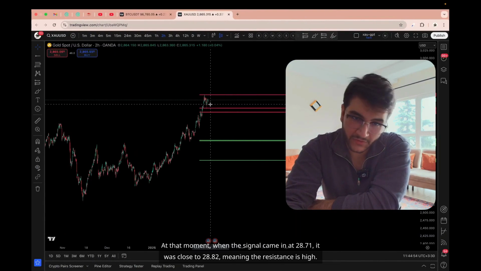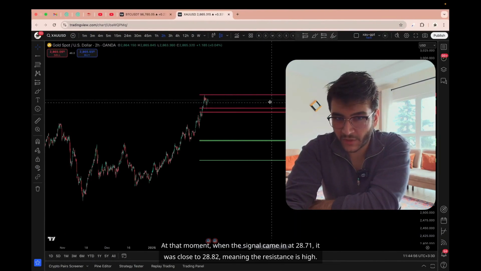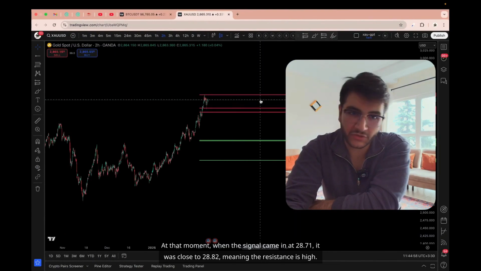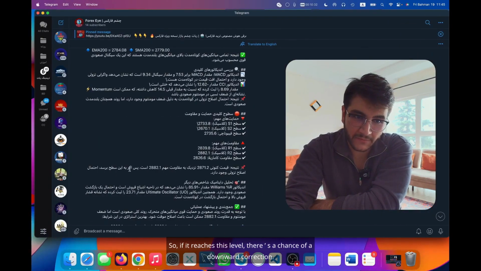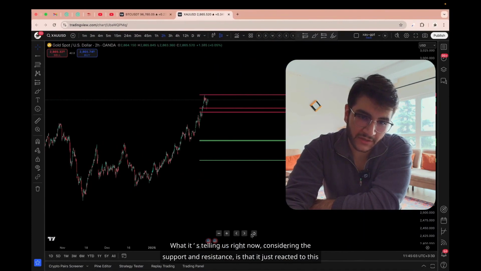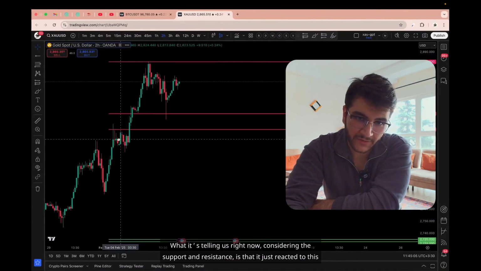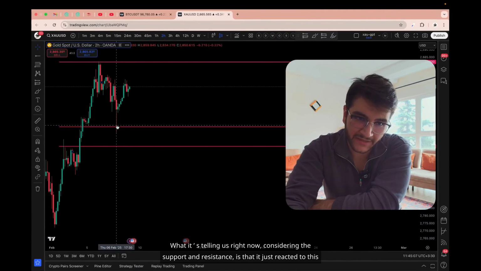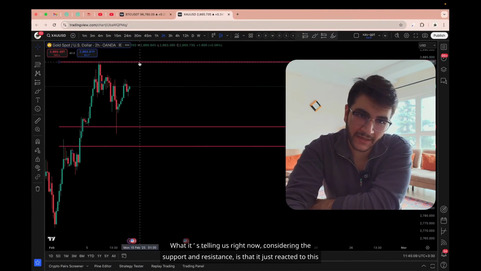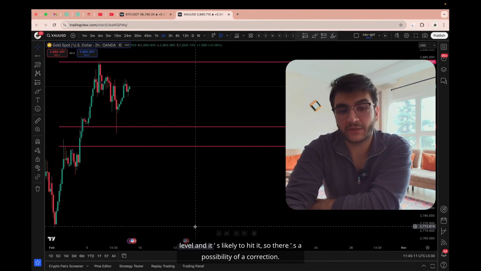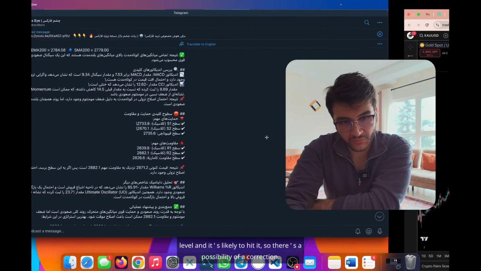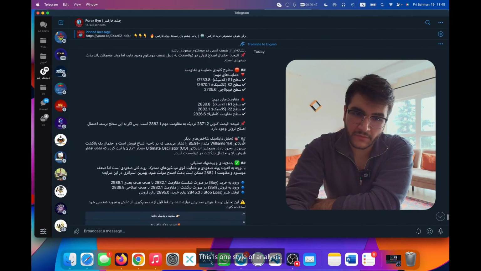At that moment, when the signal came in at 28.71, it was close to 28.82, meaning the resistance is high. So if it reaches this level, there's a chance of a downward correction. What it's telling us right now, considering the support and resistance, is that it just reacted to this level, and it's likely to hit it, so there's a possibility of a correction.